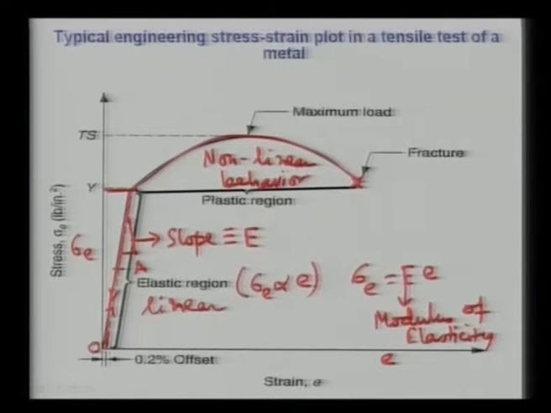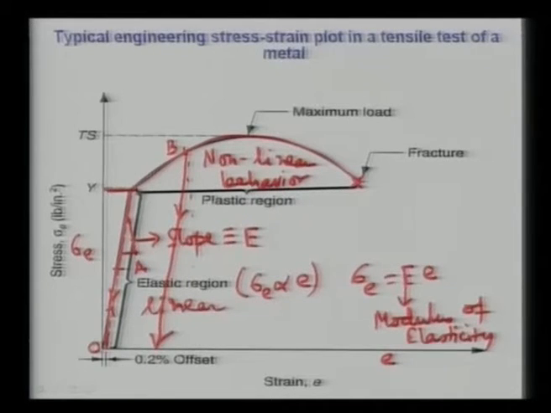Why is this called the plastic region? Because here if you go to, for example, a point B and if you unload it, the material will come back like this. It will not follow the original path of loading. So, the unloading will take place in a completely different path.